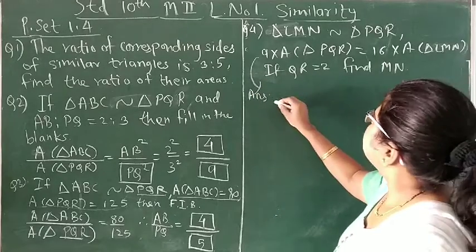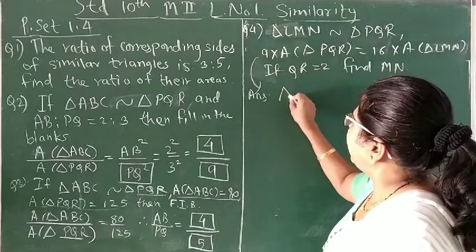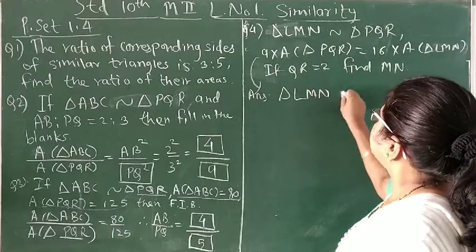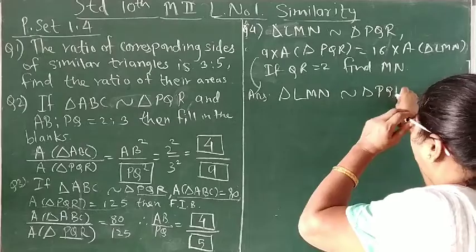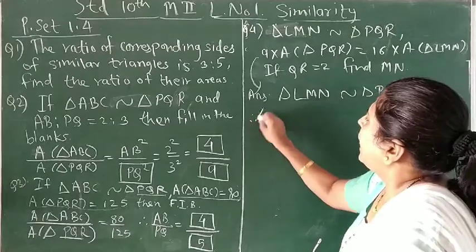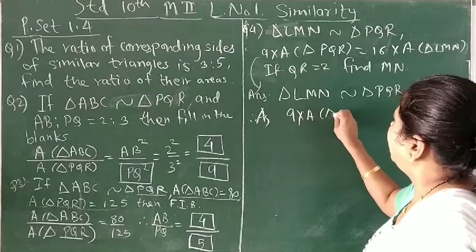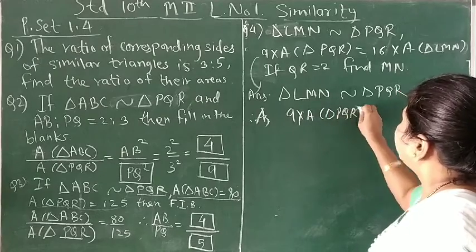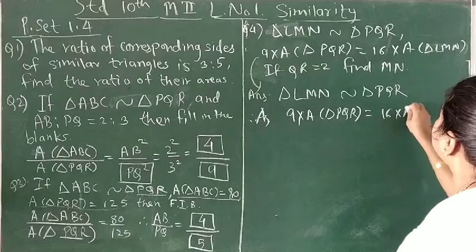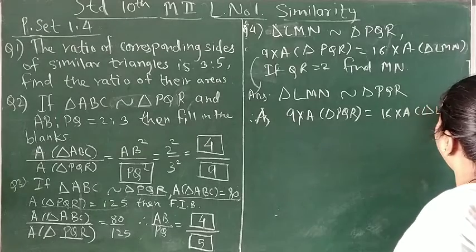Let's see the answer. Now let's copy this: triangle LMN is similar to triangle PQR. Okay. And now as it is given to us, 9 times the area of triangle PQR is equal to 16 times the area of triangle LMN.